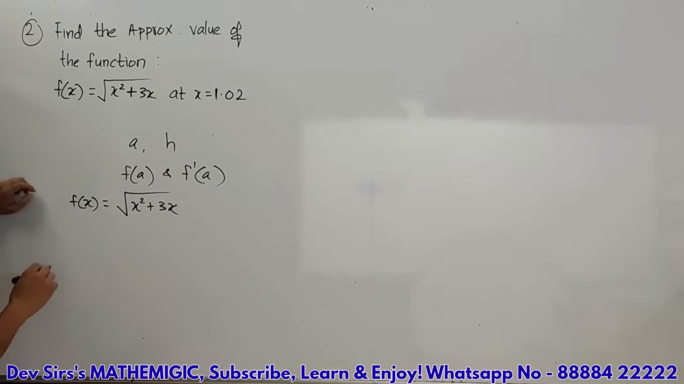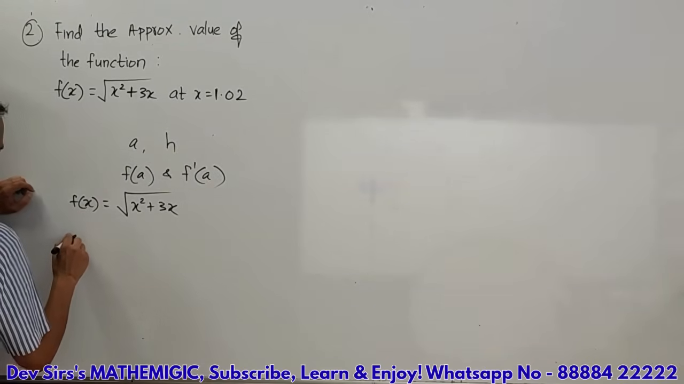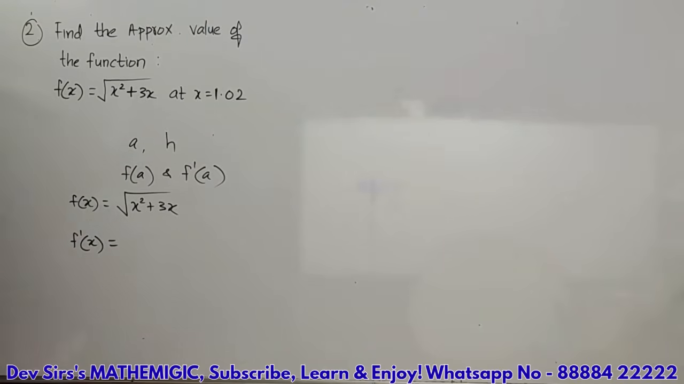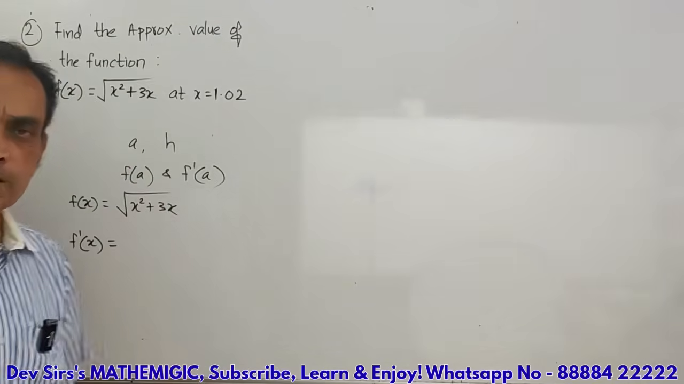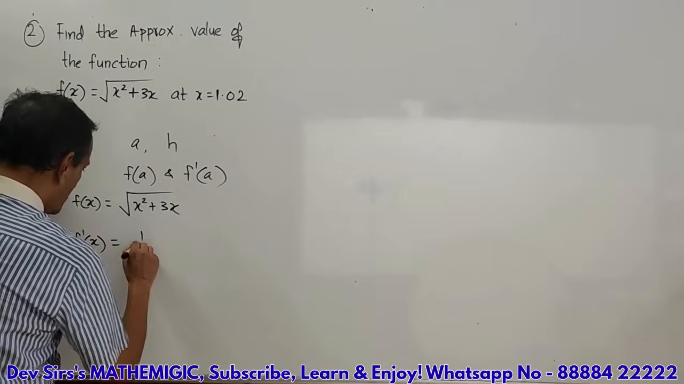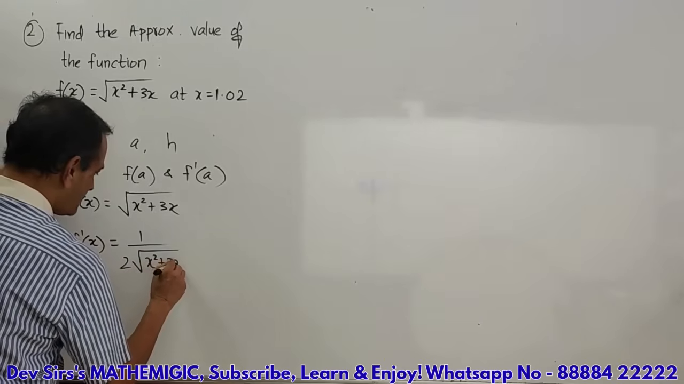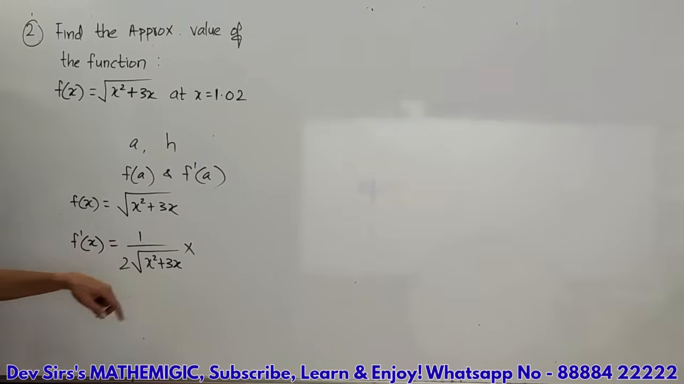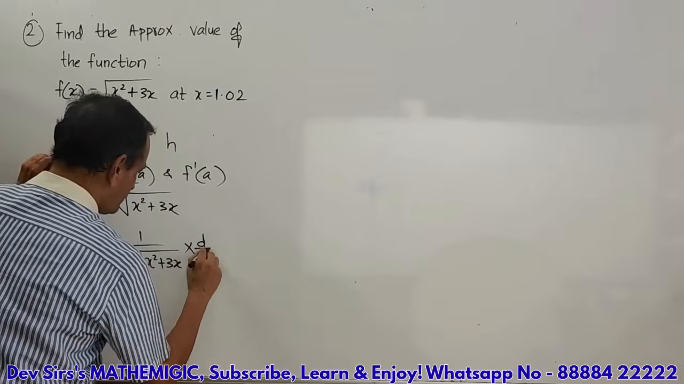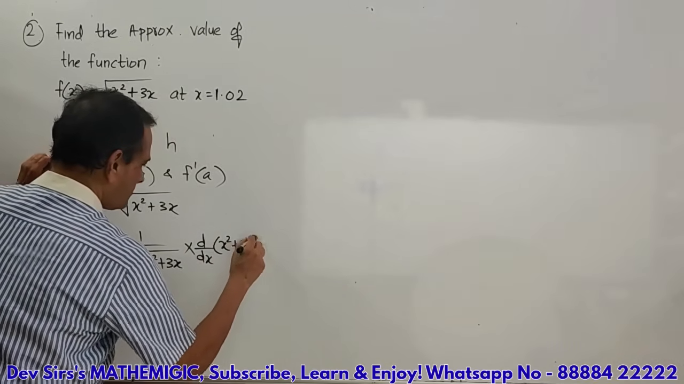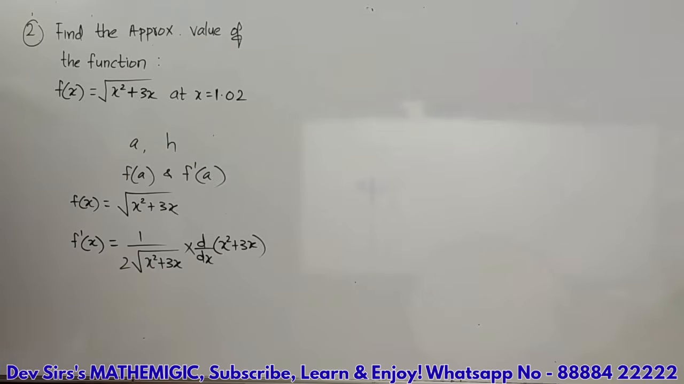डिफरेंशिएट विथ रिस्पेक्ट टू एक्स. डेरिवेटिव ऑफ एफ एक्स, एफ डैश एक्स. डेरिवेटिव ऑफ स्क्वायर रूट याद है. डेरिवेटिव ऑफ रूट एक्स इज 1/2 रूट एक्स. सो 1/2 रूट एक्स स्क्वायर्ड प्लस 3x इंटू डी बाई डी एक्स ऑफ एक्स स्क्वायर्ड प्लस 3x. composite function, chain rule. So what do we get?